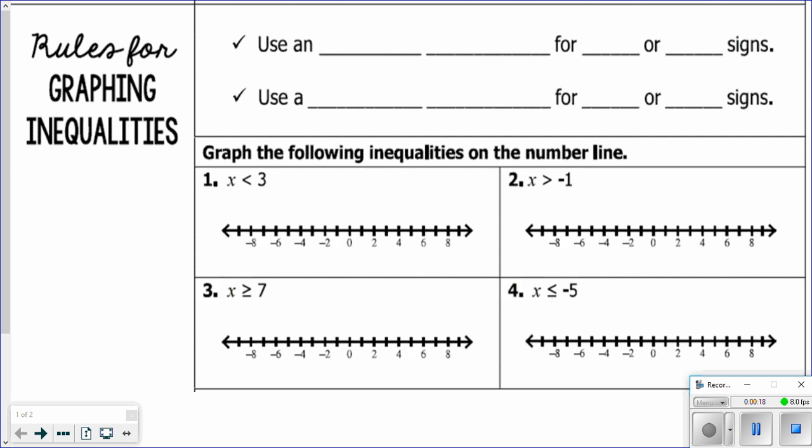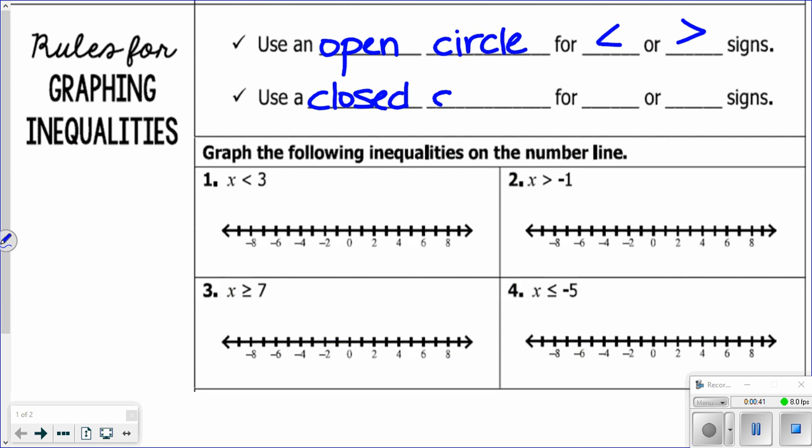We're going to use an open circle for a less than or greater than inequality symbol. We're going to use a closed circle for less than or equal to or greater than or equal to. Closed circle, we have this equal to line underneath, means our number is included, so we're going to fill in or color in the circle.